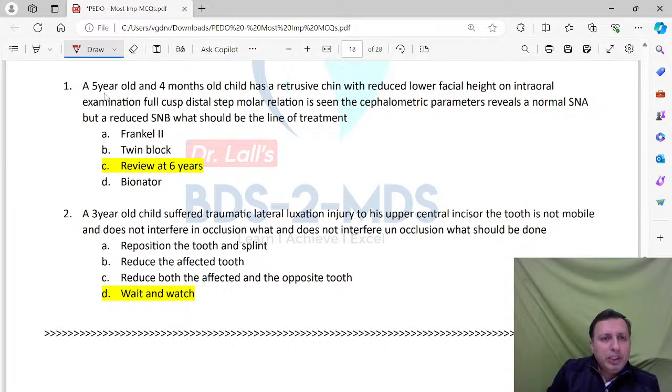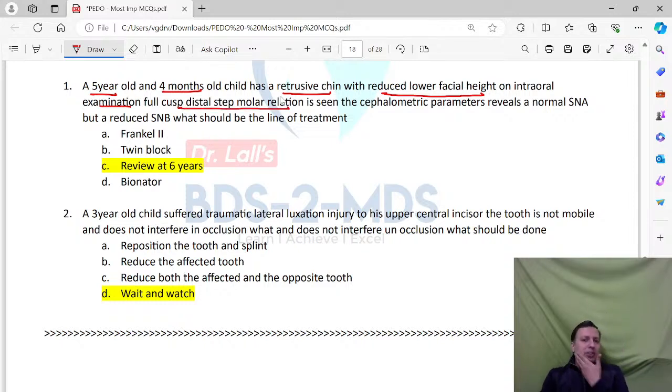Now, the next question: a patient's age is 5 years, 4 months. The child has a retrusive chin with a reduced lower facial height. On intraoral examination, a full cusp distal molar relationship is seen. That means the patient has a distal molar relationship. So we have a flush terminal plane, mesial step, and distal step. The flush terminal plane transforms into class 1 or class 3, the mesial step transforms into class 1, and the distal step transforms into class 2 molar relationship.